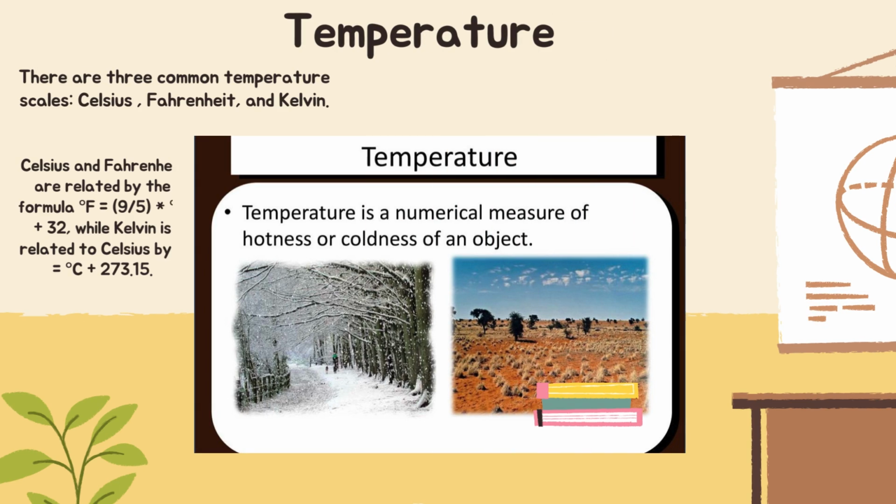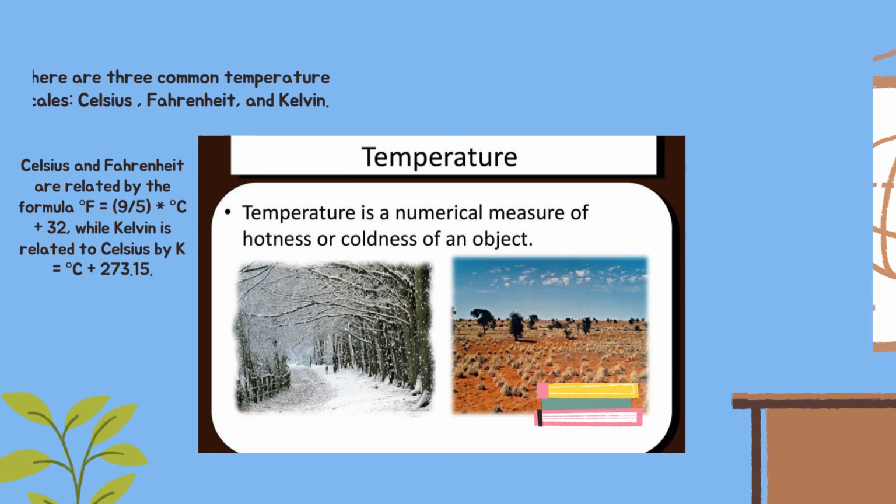What is temperature? There are three common temperature scales: Celsius, Fahrenheit, and Kelvin. Celsius and Fahrenheit are related by the formula degrees Fahrenheit equals 9/5 times degrees Celsius plus 32, while Kelvin is related to Celsius by K equals degrees Celsius plus 273.15.